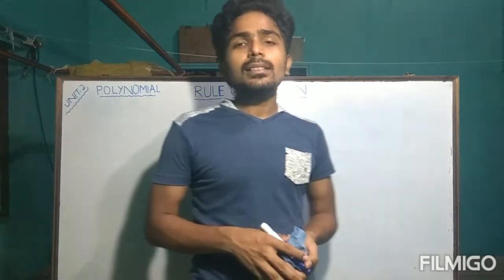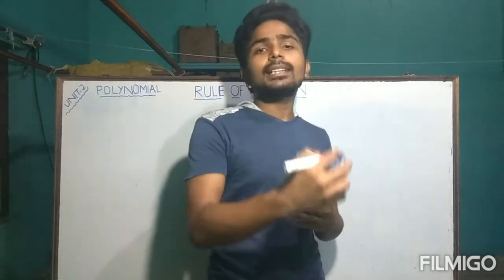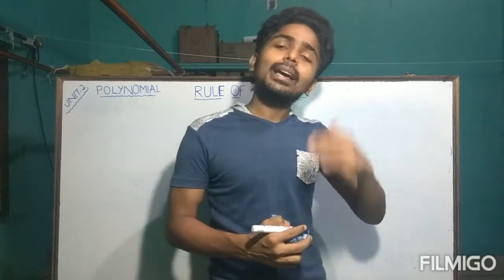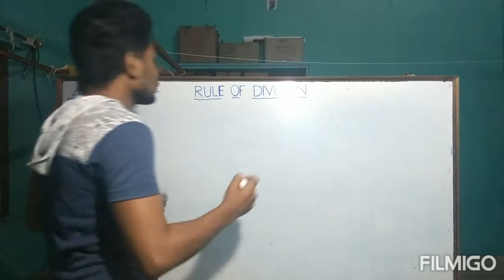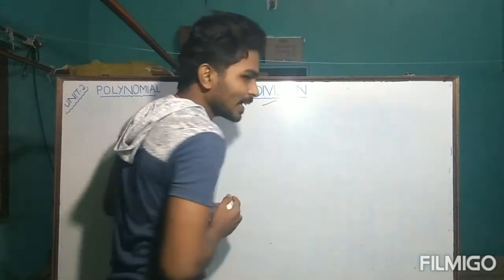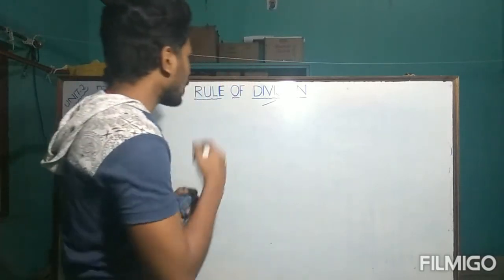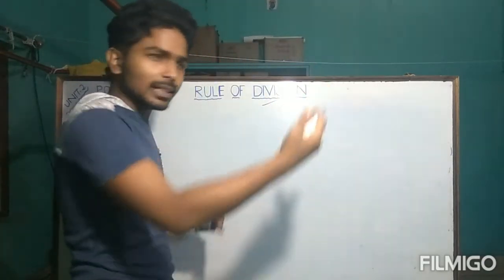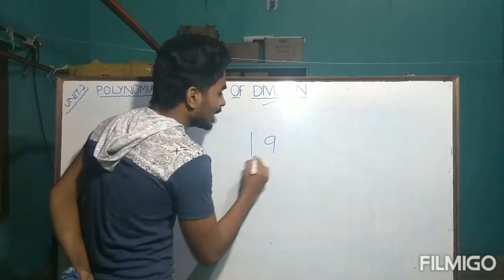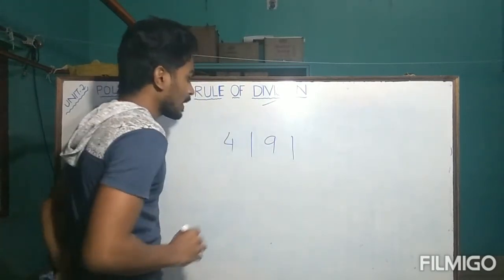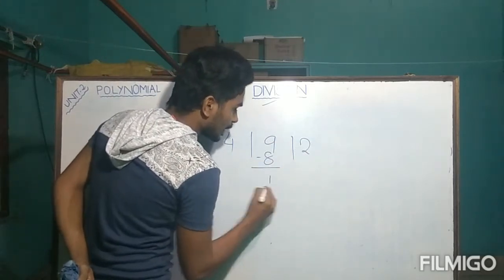In the previous classes we have studied the division of integers by integers and the division of a polynomial by another polynomial. And today we will discuss the rule of division. Before starting the rule of division, as we know how to divide an integer by another integer, suppose we have an example, 9 divided by 4. Then 4 twos are 8, the remainder is 1.